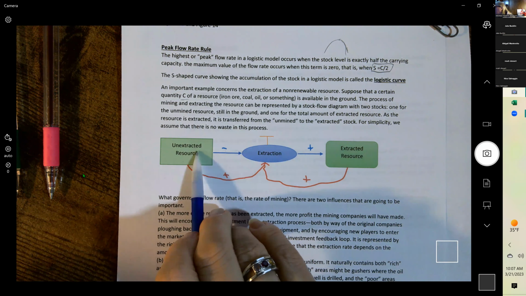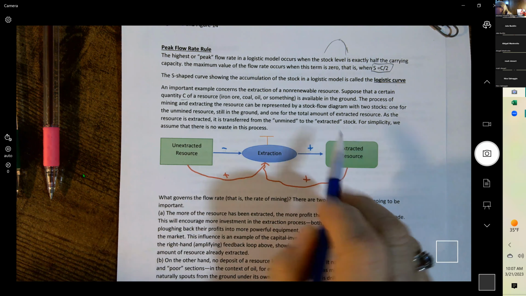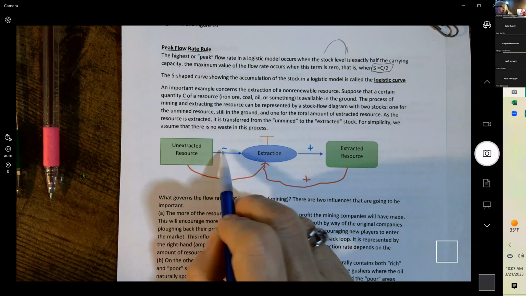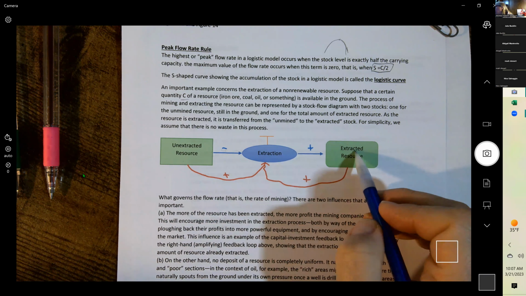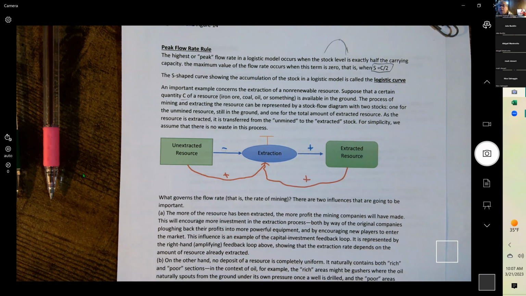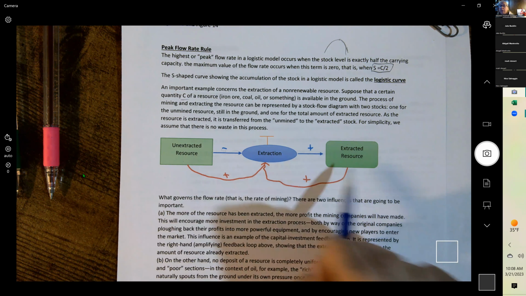So this is a stock and this is a stock. This is coming out of the stock, it's a negative. When it's going into the stock, it's a positive. Any questions on the blue part?